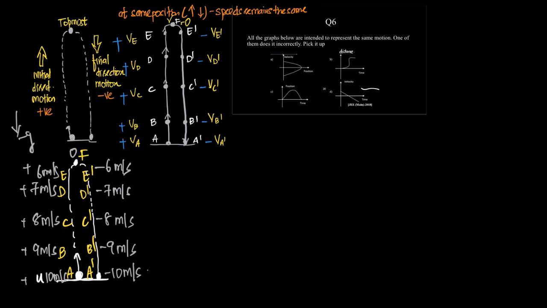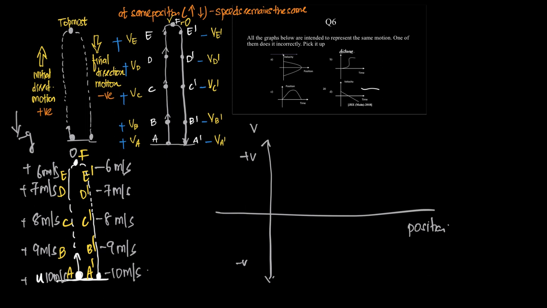Right. Now, if we try to plot the graph, what do we get? Let us see. Velocity, position. So this is plus V, this is minus V downwards. What are the positions? The positions are A, B, C, D, E, and F, right? And of course, A will overlap with A dash, B will overlap with B dash, C will overlap with C dash, D over D dash, E over E dash, and F over F dash.